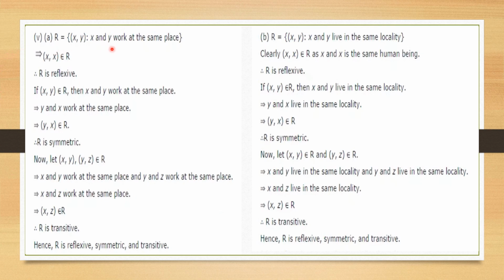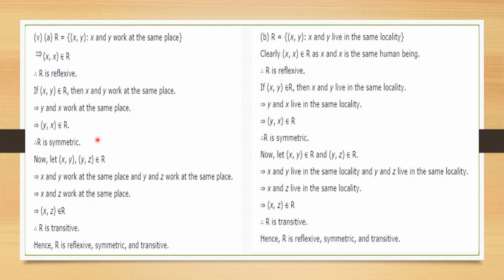For this condition, x and y work at the same place for the ordered pair xy. Now, x and x means I am working at the same place with myself. So me and myself both are working at the same place. So x is related to x means x and x work at the same place. So xx belongs to R, it is reflexive. And for symmetric, xy belongs to R, x and y work at the same place. So y and x also work at the same place. So that gives you yx belongs to R.